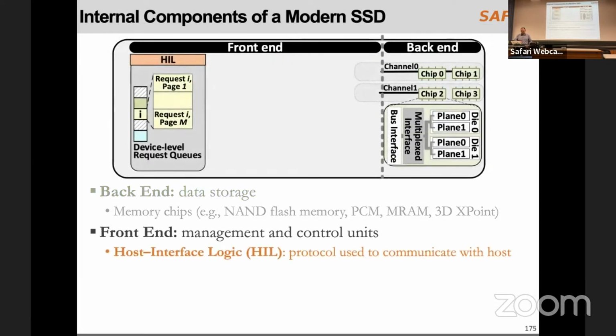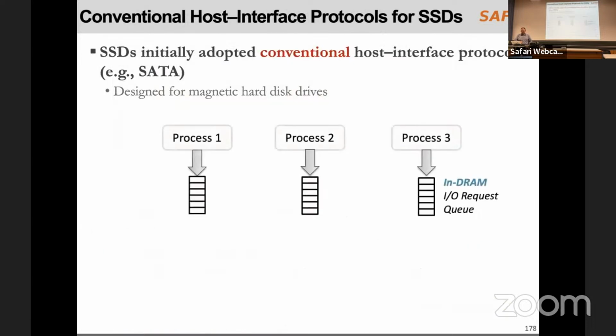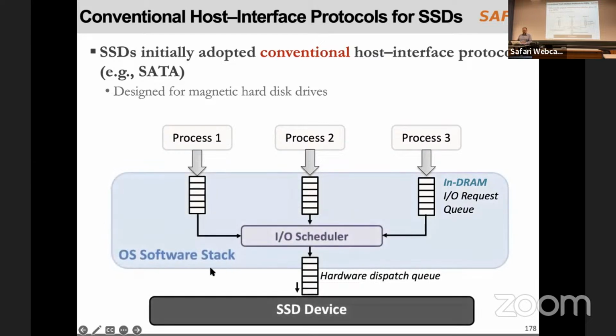You know all these things like backend, front end. I'm not going to go over them. But this is essentially what NVMe is. So in SSDs, in the past, we initially adopted the conventional host interface protocol, SATA, that we have been using for HDDs. Basically, each process has an IO request queue at the OS software stack, and then the OS software stack needs to combine all these queues, somehow schedule them, and then send them to the SSD device as a hardware dispatch queue. So that's what we have in SATA, essentially.